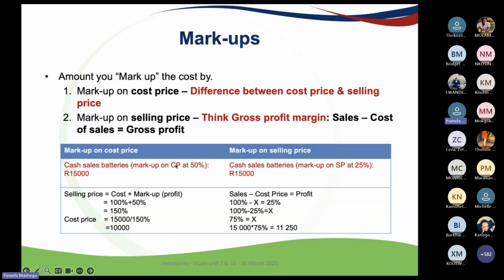So if the markup is on cost price, then it's always expressed as 100%. If it's on selling price, then your sales is expressed as 100%, because you're trying to work out your cost price. Oh, okay. I think it's just the difference between which one you are using. Oh, yes. Thank you.